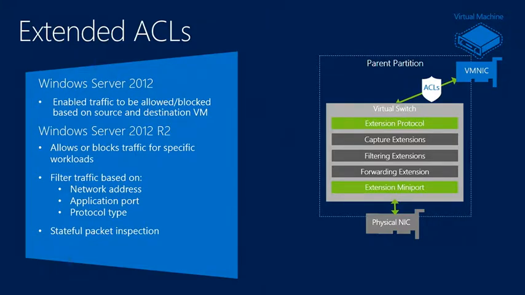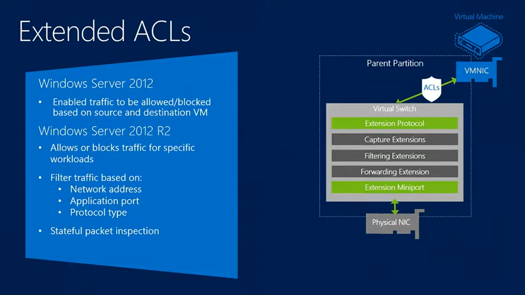The next thing is around extended ACLs. In Windows Server 2012, we have the ability, through extensions on the Hyper-V switch, through partners, to be able to have an extension protocol. This includes capture extensions, forwarding extensions, filter extensions. What we could do in Windows Server 2012 is we could only enable or block traffic based on source and destination VM. This was at the VM level that you had to do this.